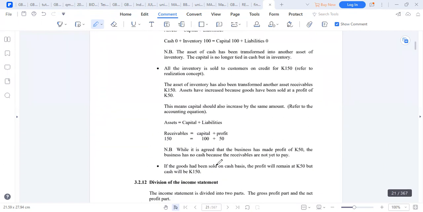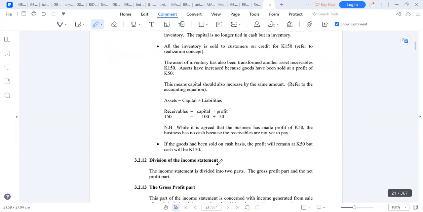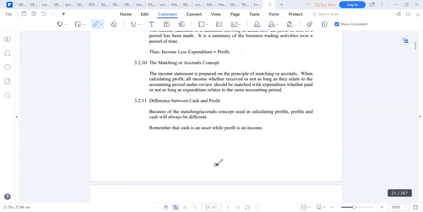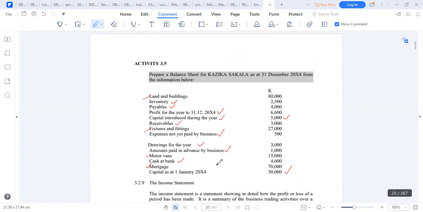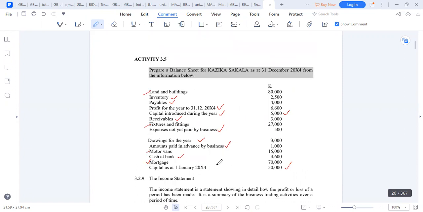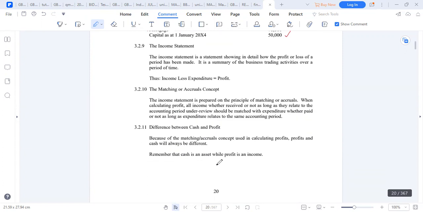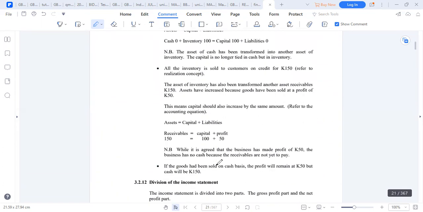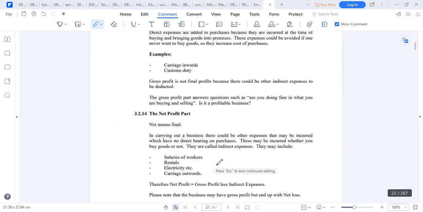Before we proceed, we are supposed to add the capital introduced as well as the capital, then add profit, and then less the drawings? Yes. Okay. Then we are following. So that is basically how the balance sheet looks.